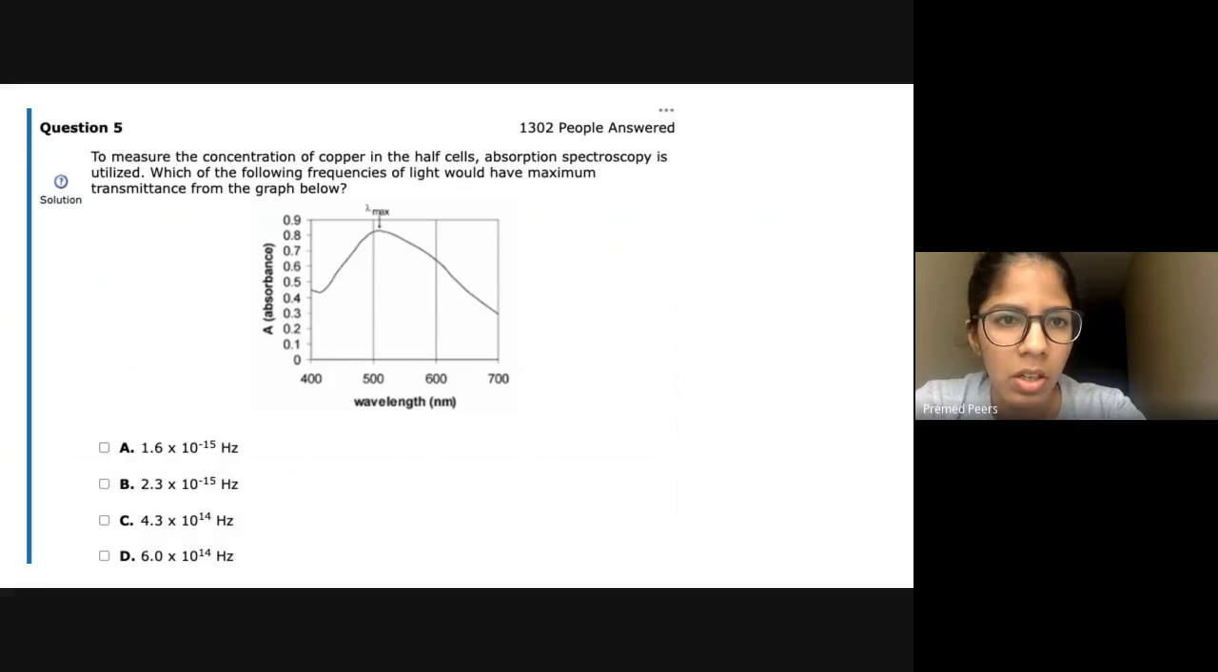Then for this one, to measure the concentration of copper in the half cells, absorption spectroscopy utilizes which of the following frequencies of light that would have maximum transmittance from the graph below? Please put your answer in the chat if you have one.